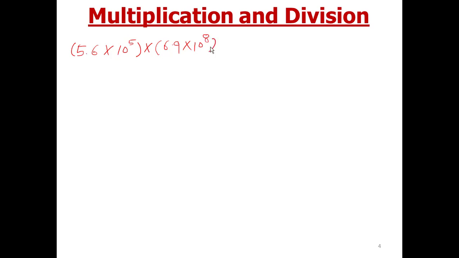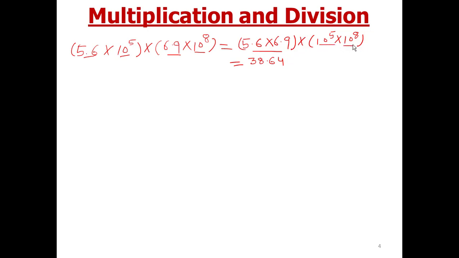Okay, now let us see how to multiply these numbers. When we have to multiply these numbers, the first thing is to group them in two sets. We will make a group of these two numbers and a group of these two exponent terms. So it will be 5.6 into 6.9 multiplied by 10 raised to the power 5 into 10 raised to the power 8. If you solve 5.6 into 6.9, it will be 38.64. Now let us see what to do with this.